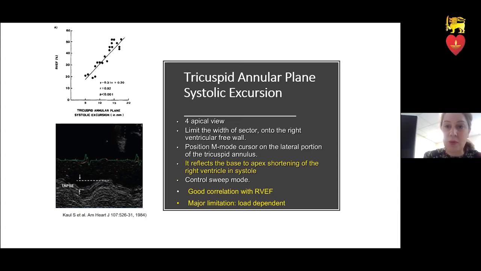That means that if you have more than moderate tricuspid regurgitation, you will have a pseudo-normalized TAPSE. That's why, especially with patients who are about to be operated on for their tricuspid regurgitation, do not use TAPSE as a marker, because I think it will be misleading for your surgeon or your colleagues, making them think that the patient has a normal RV when they don't.